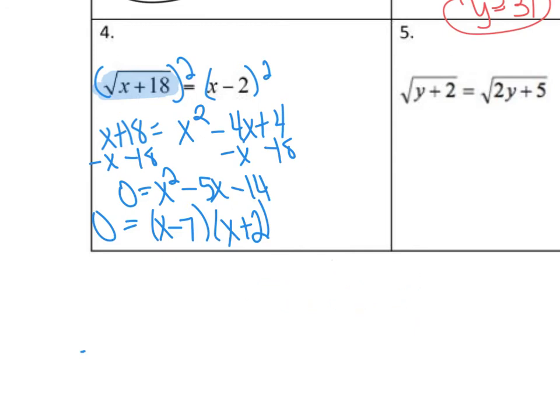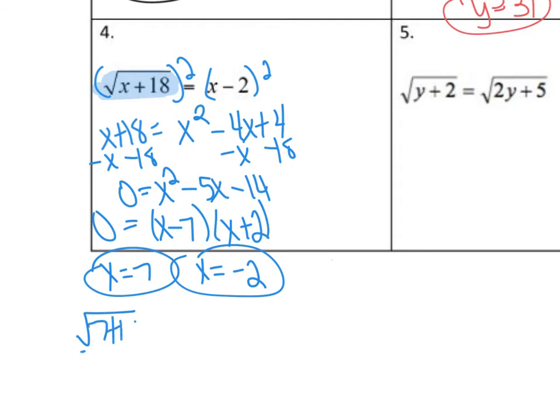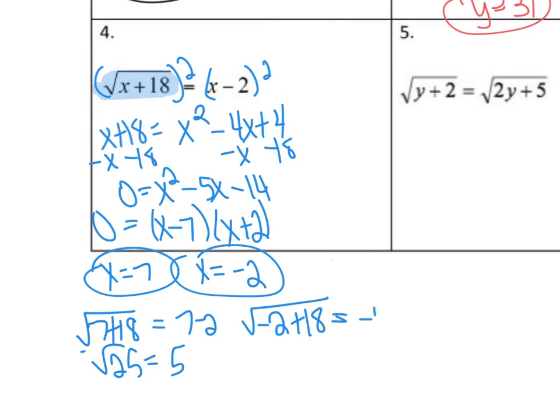Okay, so this is one we need to be careful with when we check for extraneous solutions. So I have x equals 7, and I have x equals negative 2. So I have two solutions. When I put it back into my equation to check it, the square root of 7 plus 18 equals 7 minus 2. The square root of 25 equals 5. That's true. If I put negative 2 in, I get the square root of negative 2 plus 18 equals negative 2 minus 2. The square root of 16 equals negative 4.